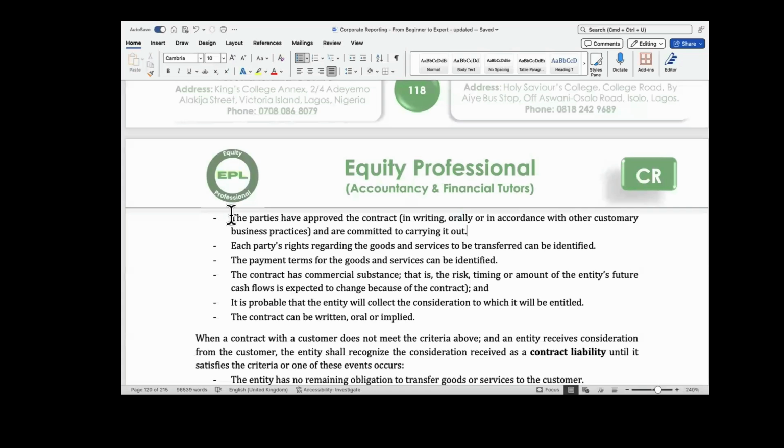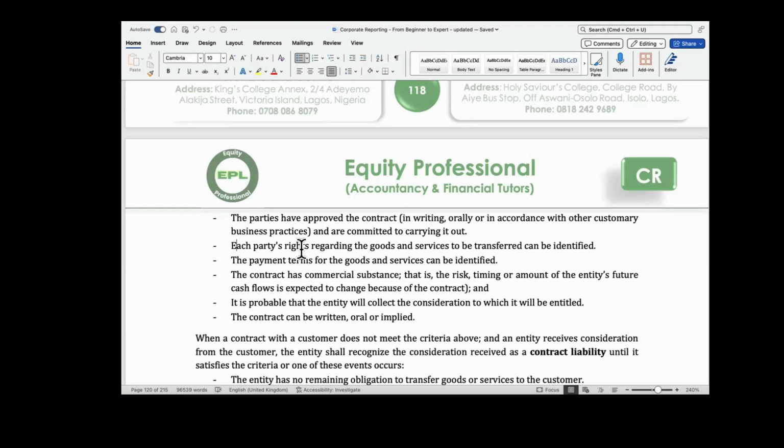Number 2 is that each party's rights regarding the goods or services to be transferred can be identified. So each party must know what they are doing. The person that is supposed to transfer goods should know. The person that is supposed to pay money should know.